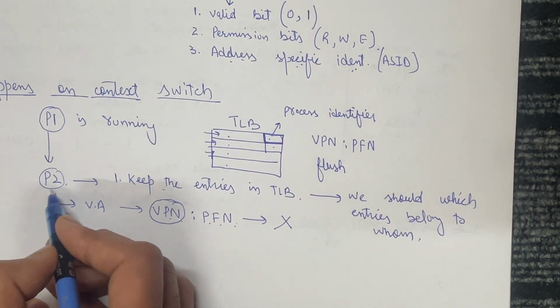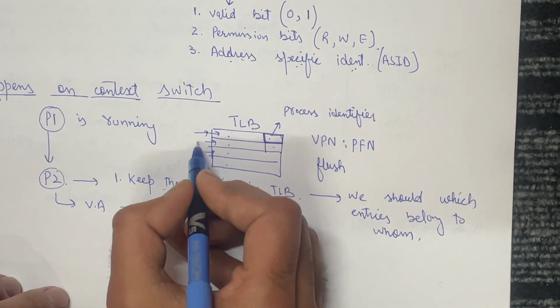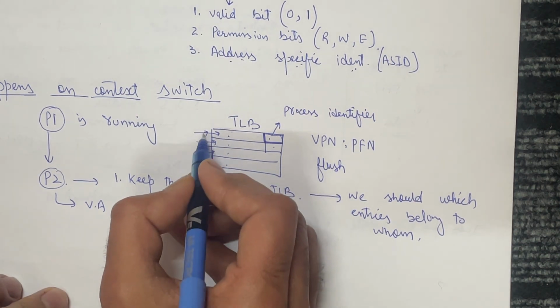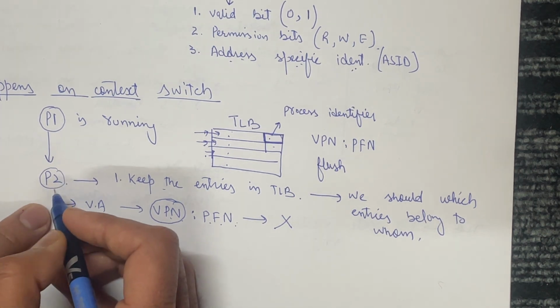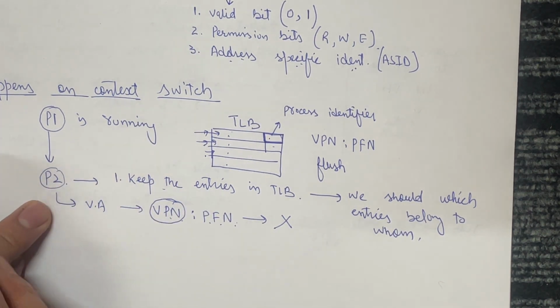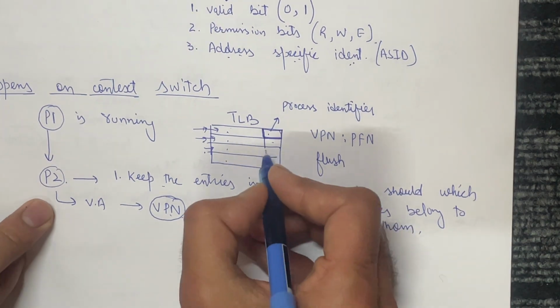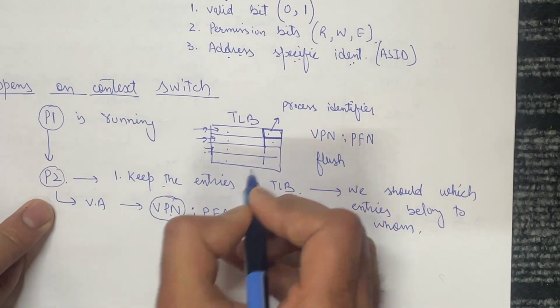So when process P2 is running, it will search this TLB, but it will search only those entries which belong to this particular process P2. And how will it know which entries belong to this particular process? From this address specific identifier.